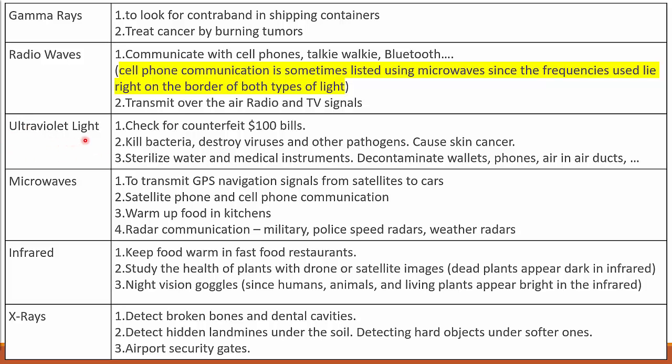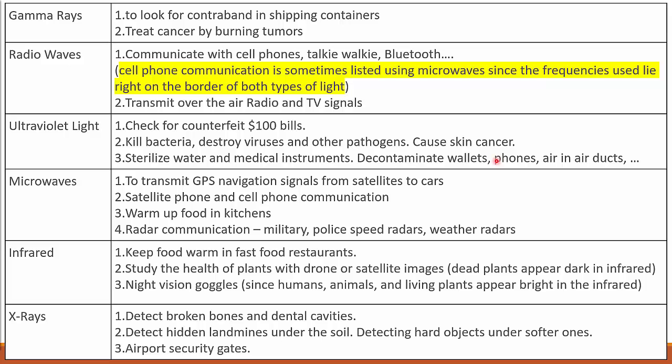Ultraviolet light. We use it to check for counterfeit $100 bills, but we use it also to kill bacteria, destroy viruses and other pathogens. But it also causes skin cancer. We use it as well to sterilize water and medical instruments. Recently, we started using it to decontaminate wallets, phones.